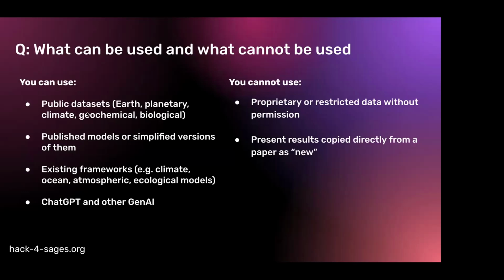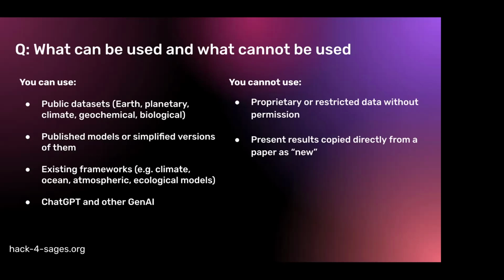In fact, we encourage you to use the things that are already out there, or maybe simplified versions of some models, because some of them can be a little bit challenging to use. You can use existing frameworks, essentially anything that you can find that is published and public. And as I said, you can also use ChatGPT or other generative AI tools. What you cannot use is proprietary or restricted data without permission. If you can obtain permission to use some data, then great, but you need to give us proof that you have the permission to use it.